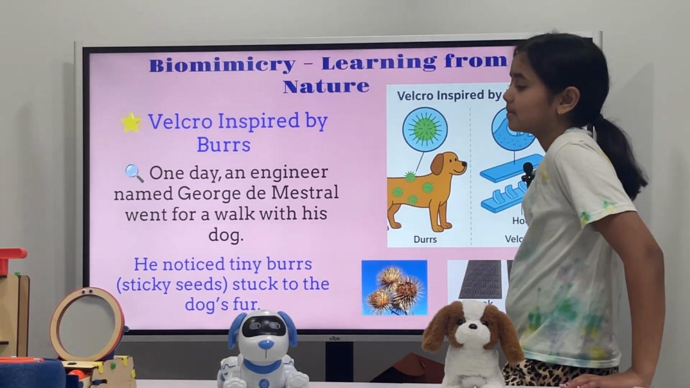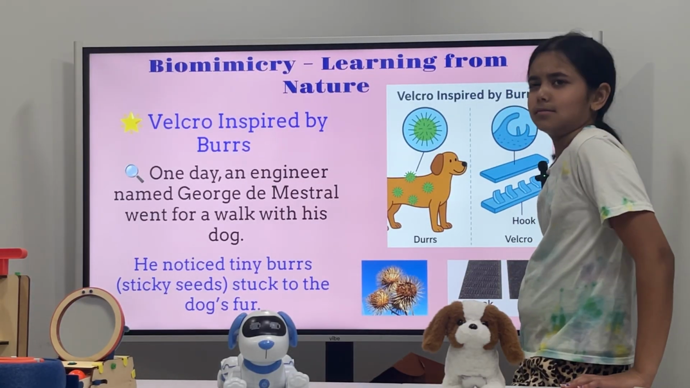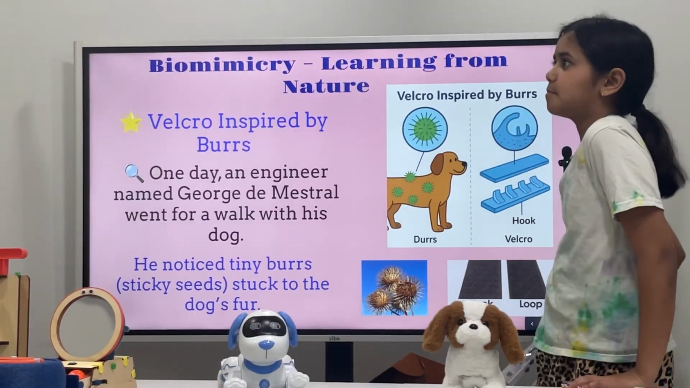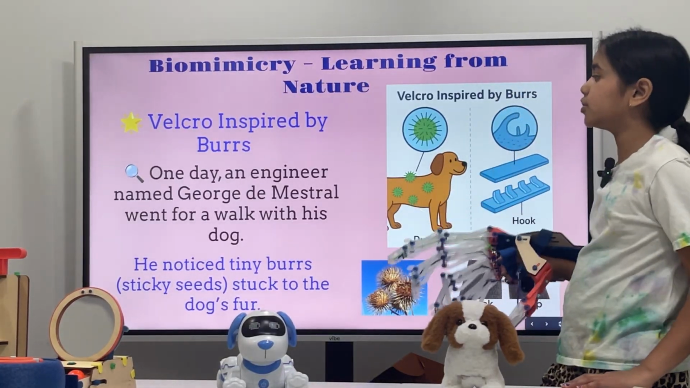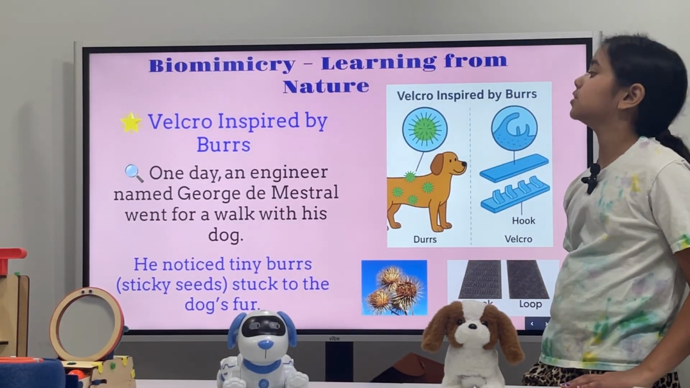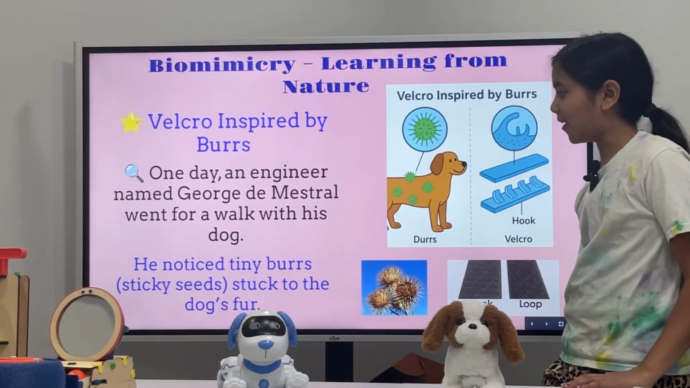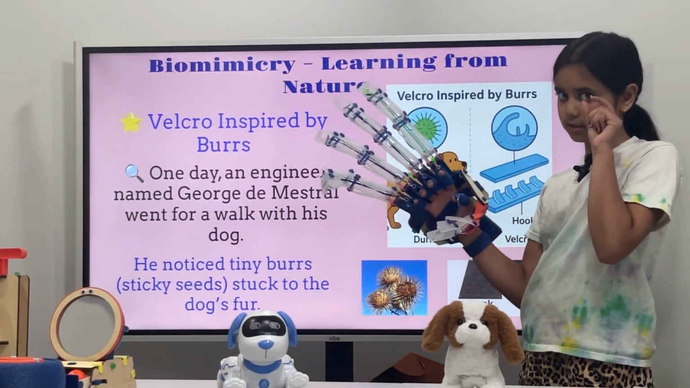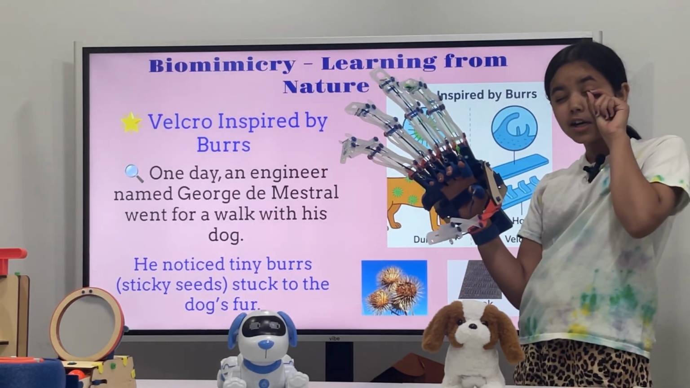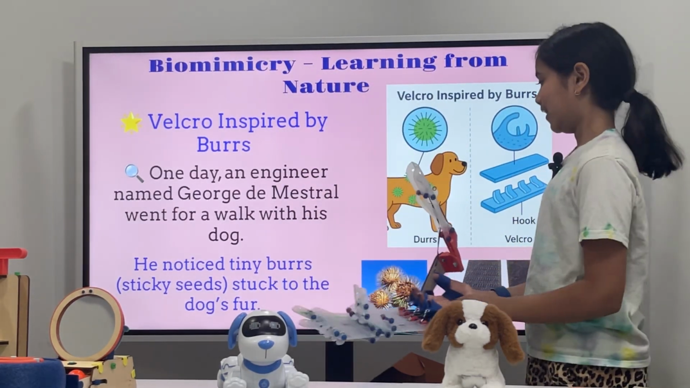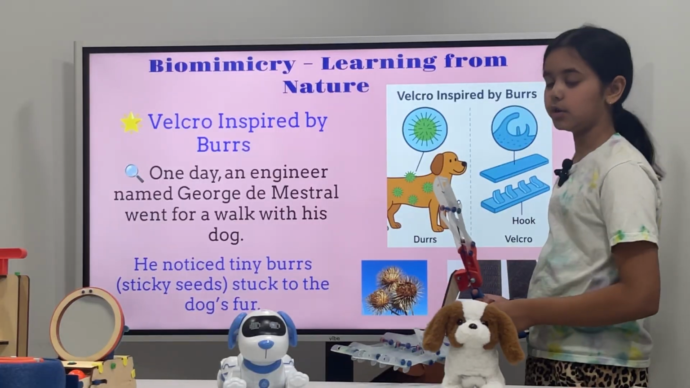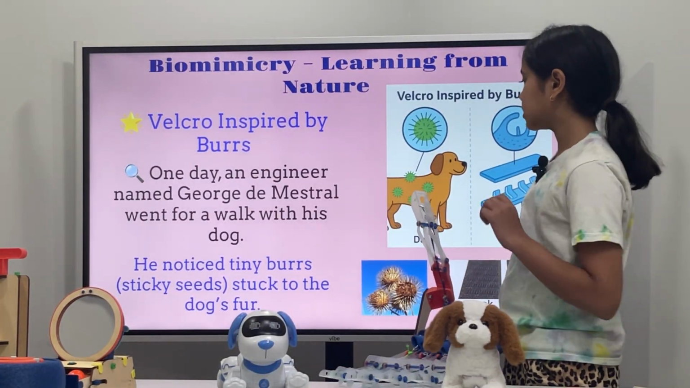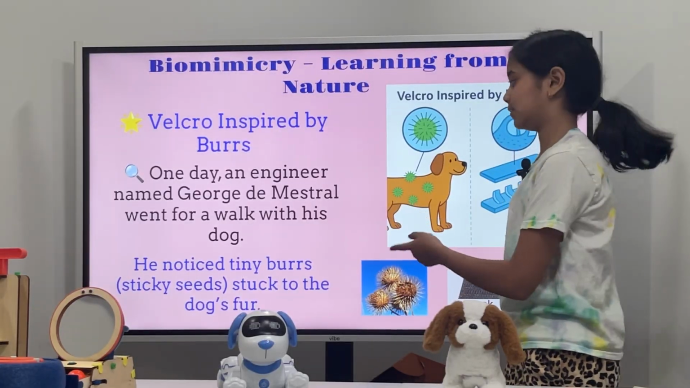Anyway, it looks like that green thingy. Anyway, Velcro was inspired by burrs. One day, an engineer named George de Mestral went for a walk with his dog. He noticed these tiny burrs, the tiny green thingies, stuck to his dog's fur, since he was walking his dog.